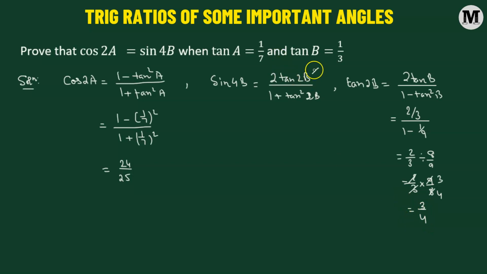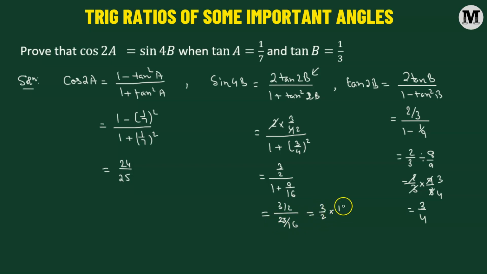We'll use this value and substitute it in place of tangent of 2b. So we have 2 multiplied by 3 over 4, divided by 1 plus (3 over 4) whole squared. Now 2 times 2, that's 4, so in the numerator we have 3 over 2. This is divided by 1 plus 9 over 16, since 3 over 4 whole squared is 9 over 16. So we have 3 over 2 divided by 25 over 16, which is simply 3 over 2 multiplied by 16 over 25. Now, 2 times 8 is 16, and 8 times 3, that's 24. So we're getting 24 over 25.